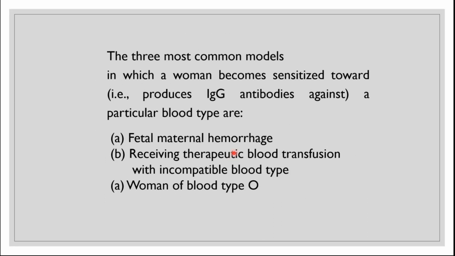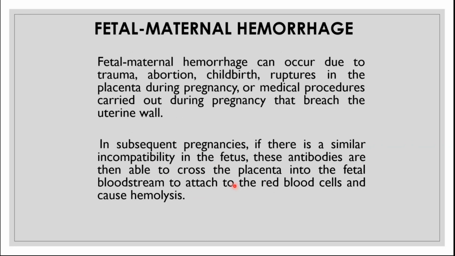The three most common models in which a woman becomes sensitized toward a particular blood type are fetal maternal hemorrhage, receiving therapeutic blood transfusion, and woman of group O. Okay. Fetal maternal hemorrhage can occur due to trauma, abortion, childbirth, or ruptures in the placenta during pregnancy, and medical procedures carried out during pregnancy that breach the uterine wall.